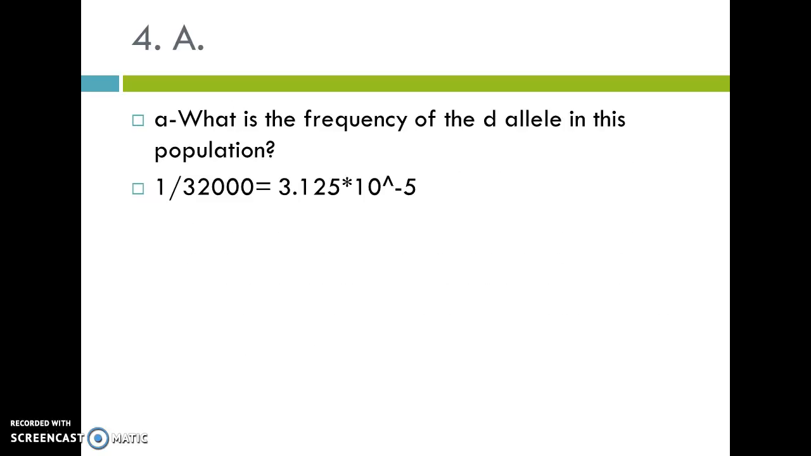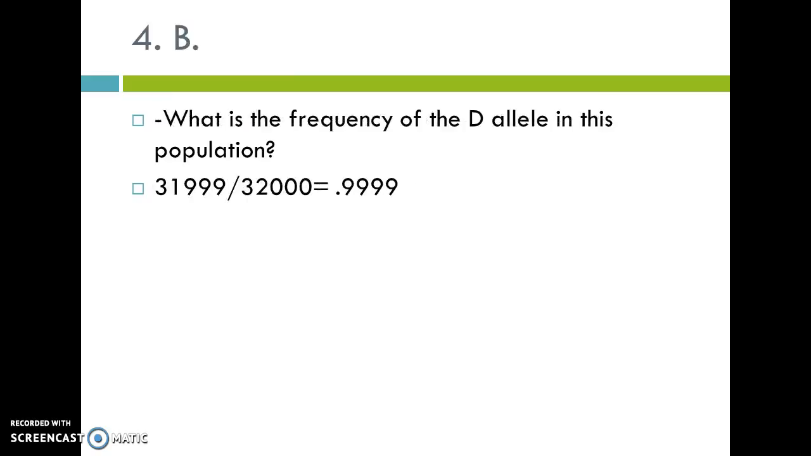So 4A, what is the frequency of the small d allele in the population? And so that's the diseased allele, so it's 1 out of 32,000, which is 3.125 multiplied by 10 to the negative fifth. 4B, what is the frequency of the dominant allele in this population? And so we're going to do 1 minus 1 over 32,000 and get 31,999 divided by 32,000 equals 0.9999.